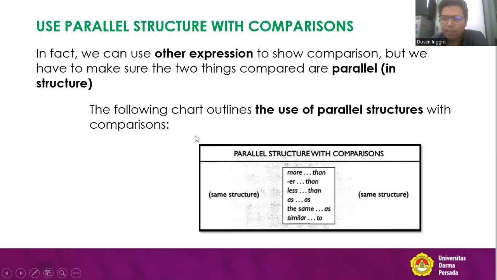So as everybody can see, the following chart outlines the use of parallel structures with comparison. Here you can see we have the same structure with this one. So the same structure, the same structure. This is the first thing, and this is the second thing. They are supposed to be the same structure. And then we can use this pattern: more than, less than, as, the same as, or similar to. So this is something you have to keep in your mind.